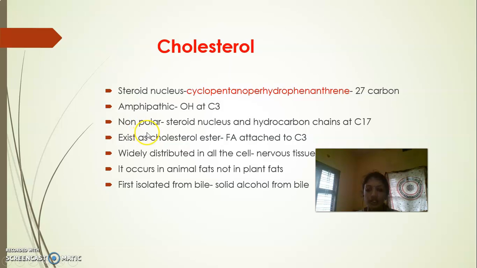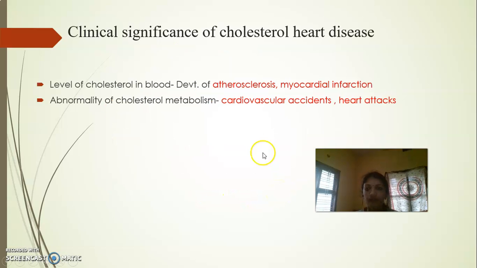These cholesterols usually exist as cholesterol ester, meaning a fatty acid which is attached to the third carbon. They are widely distributed in all the cells of nervous tissue, and it usually occurs in the animal fat, not in the plant fat, so it is called an animal sterol. And these were first isolated from the bile, so it is also called solid alcohol from bile.